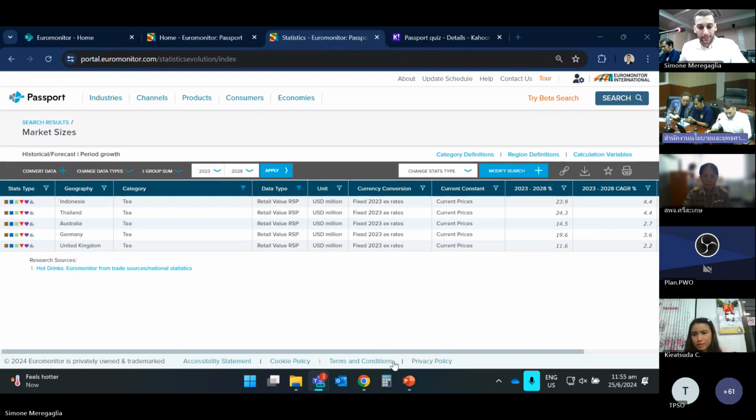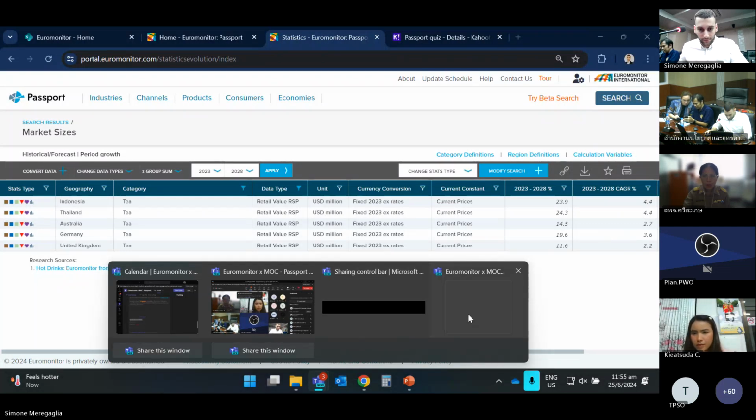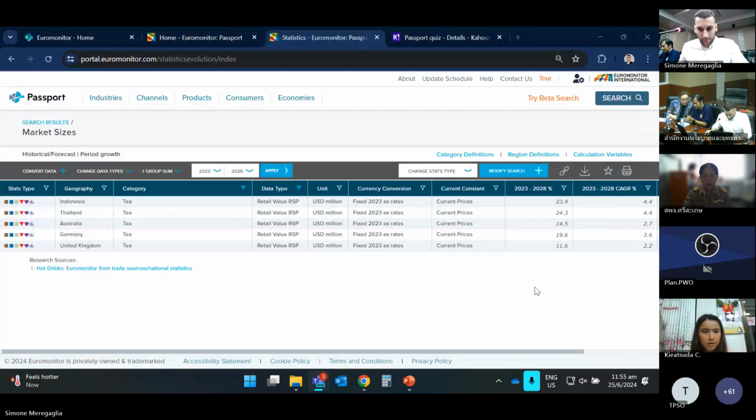Okay, so with that being said, you see here on the left, there are a lot of colored buttons. What are these colored buttons? I'm going to show you them.